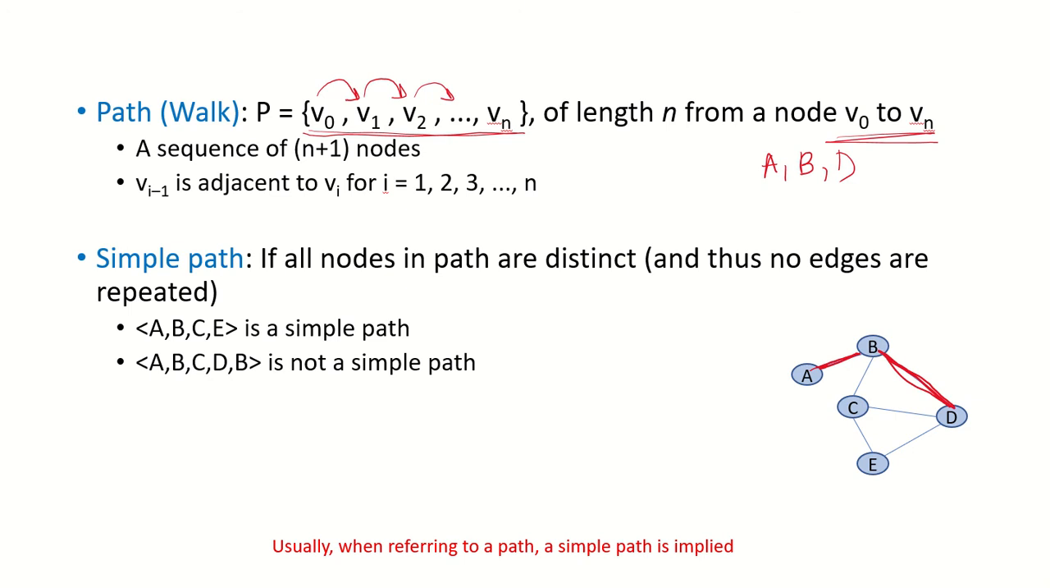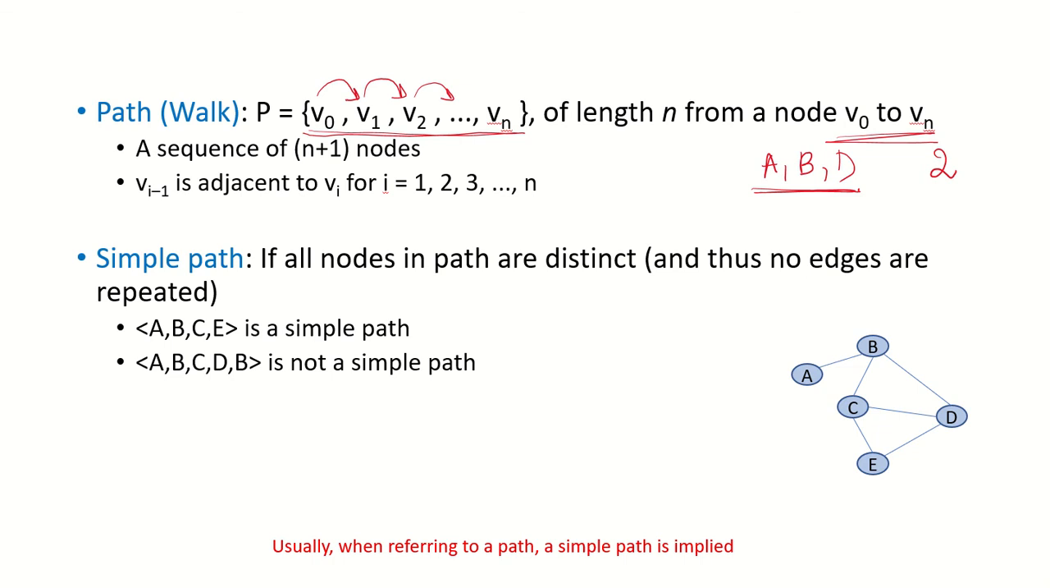This is a path, and there are 3 vertices over here, but the number of edges is only 2. So we say that this path is of length 2. That is equal to the number of edges that we are traveling on that path. So it is a sequence of 3 nodes. A is adjacent to B and B is adjacent to D. So A to B to D, this is one path.